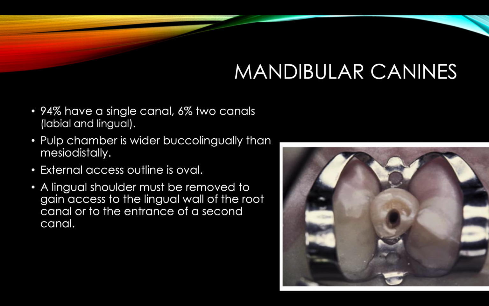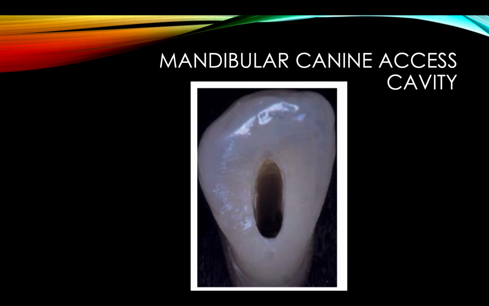direction. The pulp chamber will be wider buccolingually than mesiodistally. So therefore, the access cavity is usually oval in shape. The steps of the access cavity preparation are similar. We use a round bur on a high-speed handpiece. The direction will be perpendicular to the lingual surface.